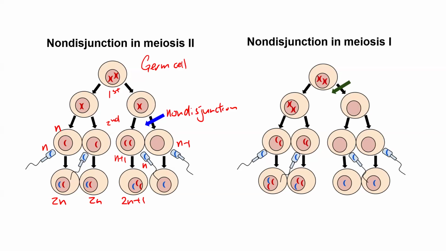What do you think this one is? 1N. Okay. Remember, the sperm is N, and then you fertilize the egg. 2N minus 1. 2 full sets, missing 1. Okay. So what happens? Well, 2N plus 1 means there is an extra chromosome.